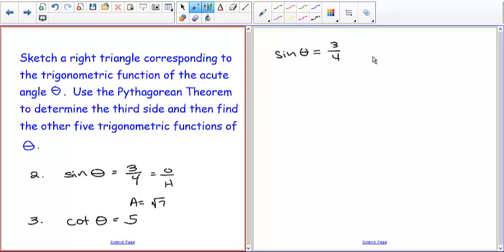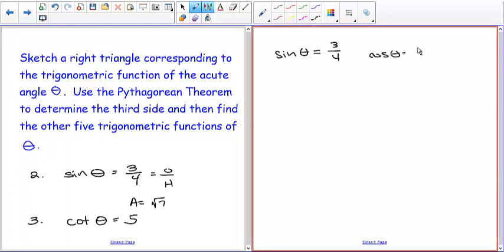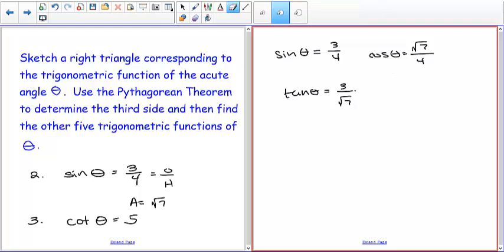So the cosine of theta is the adjacent over the hypotenuse. The tangent of theta is the opposite over the adjacent. And again, multiply and divide by the square root of 7. So we get 3 times the square root of 7 divided by 7.